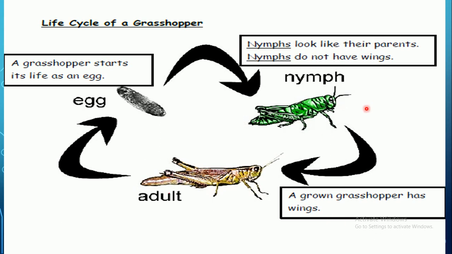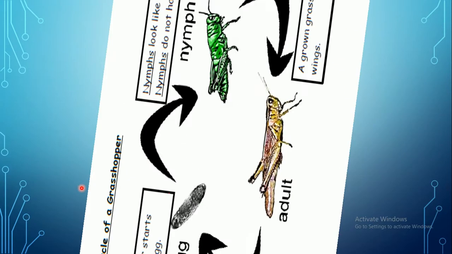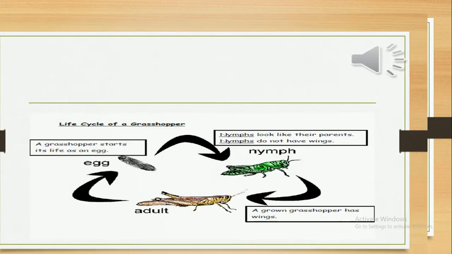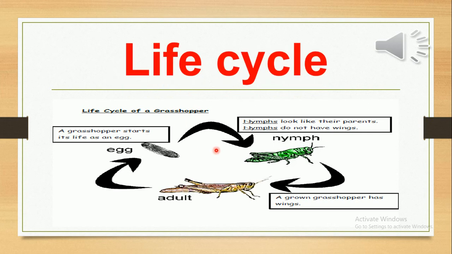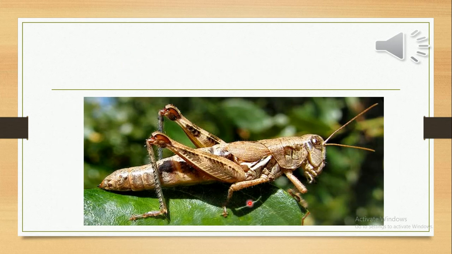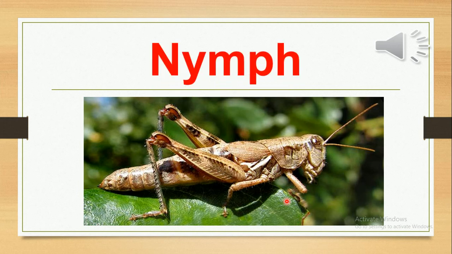Okay, so after a while the nymph grows to be an adult grasshopper. Okay, this is the life cycle of the grasshopper. So it's the time for no words. Let's see together. Who can tell? Life cycle of the grasshopper. Okay, can you tell me what's in the picture? It doesn't have wings. No wings. So it's a nymph or an adult? Subhanallah. Nymph. Excellent. This is a nymph.